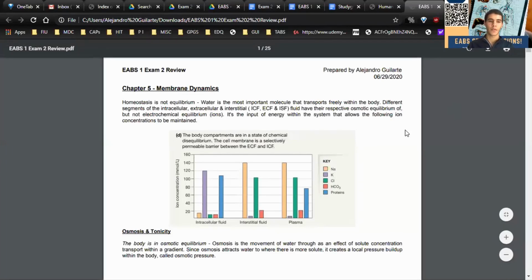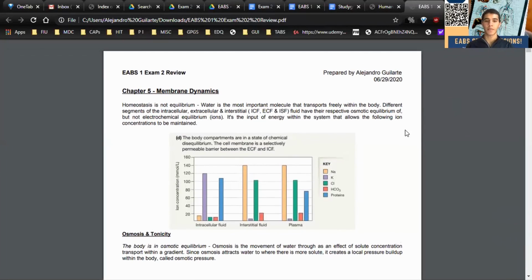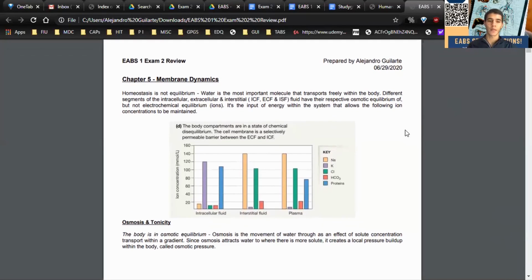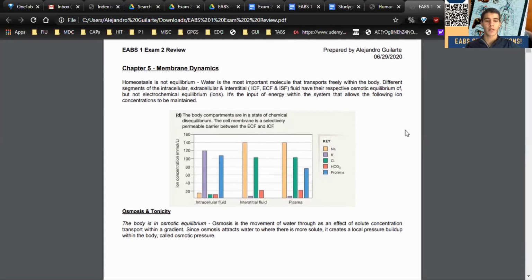Here we go. So the first chapter is about membrane dynamics. What's most important about this section is that there's a little bit of a review, but this one goes over the different components of ions within the intracellular, extracellular, and interstitial space of a cell. When you look at it and evaluate it, you'll notice that intracellular fluid actually has more potassium. Interstitial fluid has more sodium, as well as the plasma. Those concentrations will be important later on when we discuss neurons and electrical activity that occurs within cells.